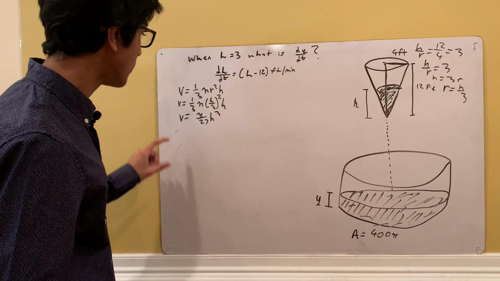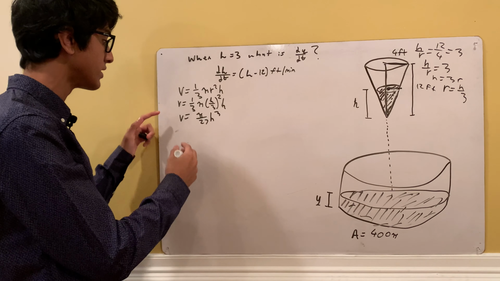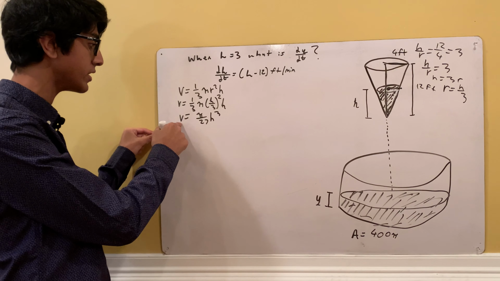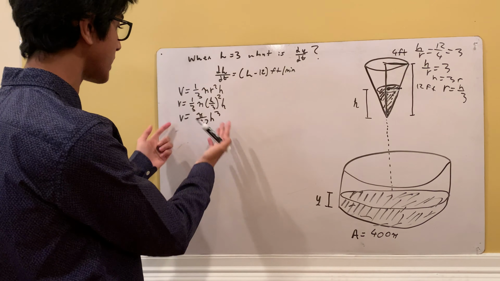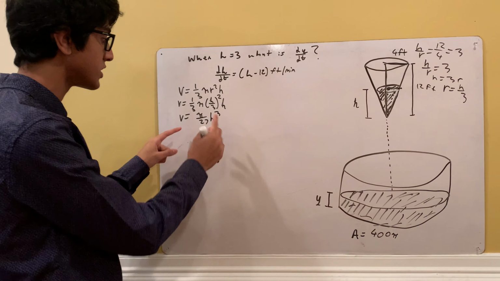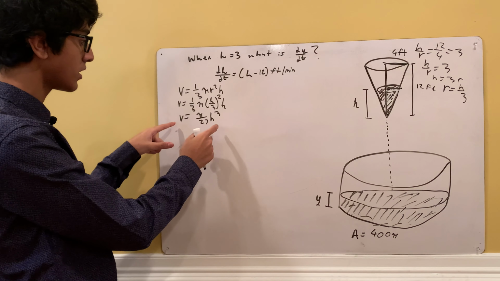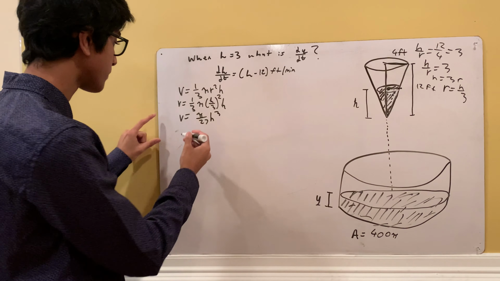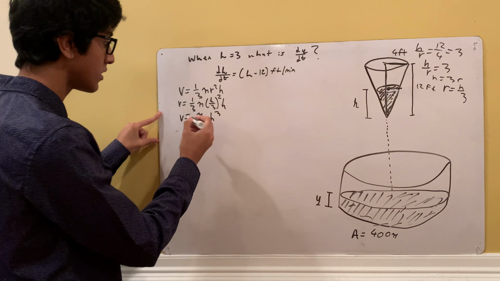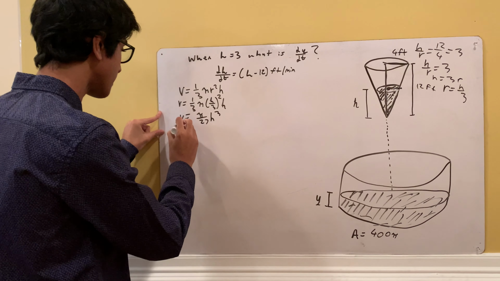Okay, and now we want to find the change of V, the change in volume. So we have to differentiate using implicit differentiation, since we have these two different variables that we're working with here. So let's differentiate this. We have the V.